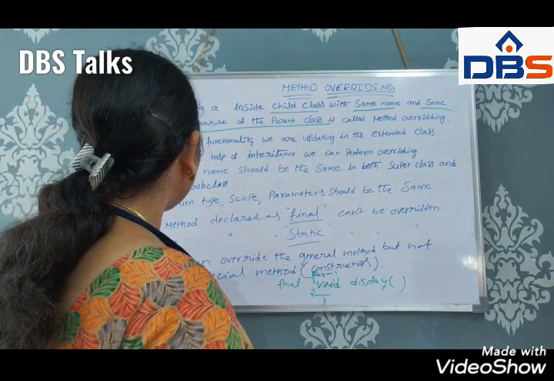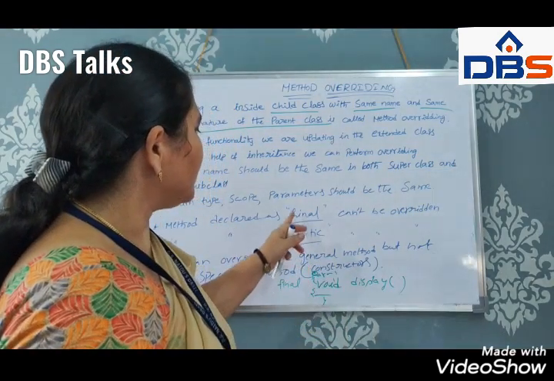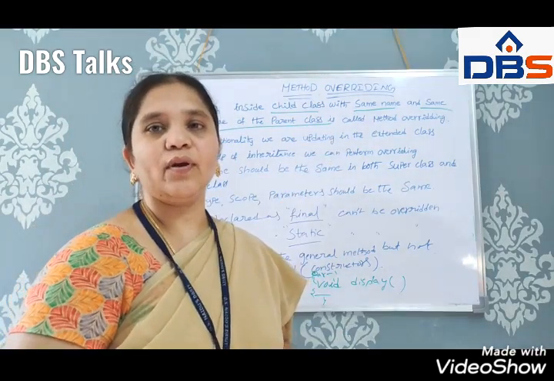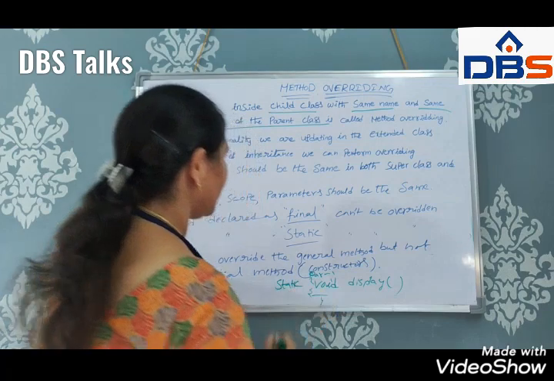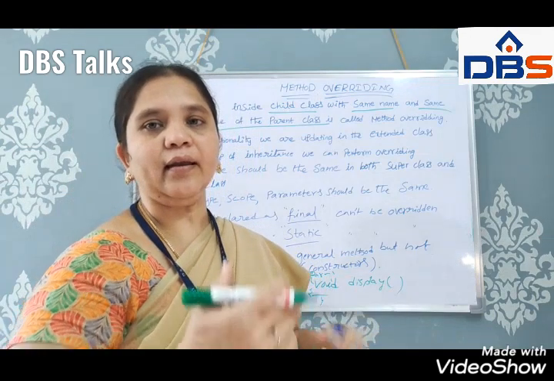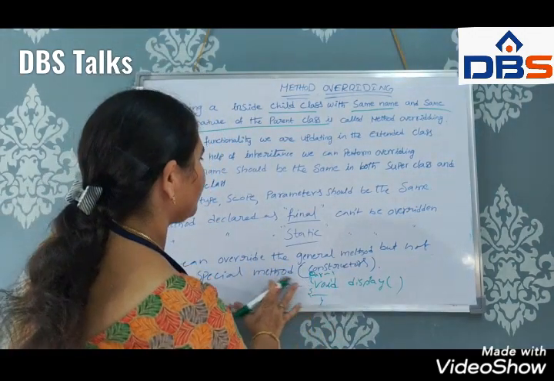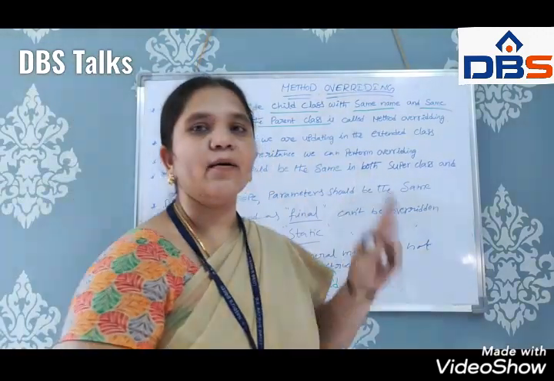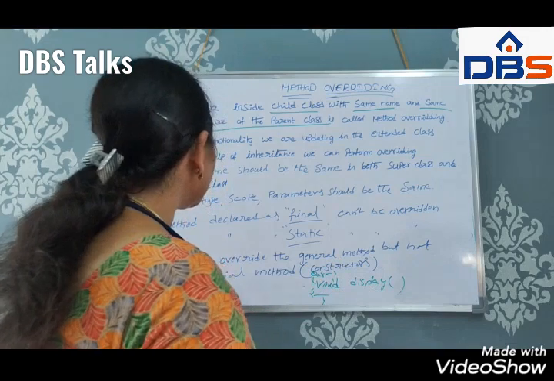Next, a method declared as static cannot be overridden. Same as final, we generally do not use static in method overriding. When we use the static keyword here, the child cannot override it. It cannot be updated. It cannot extend the properties of the parent class. So these two, final and static, cannot be used in method overriding. We can override the general methods but not special methods.